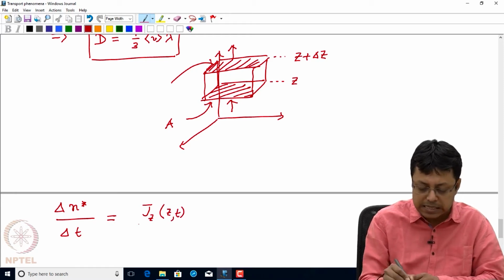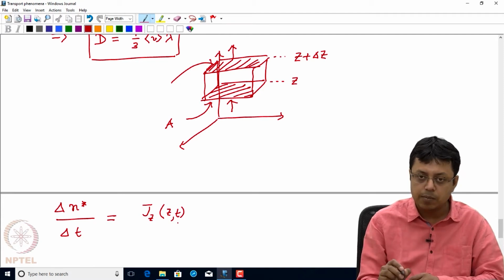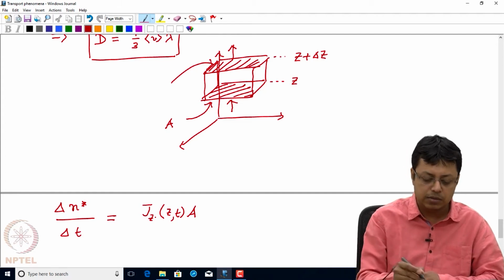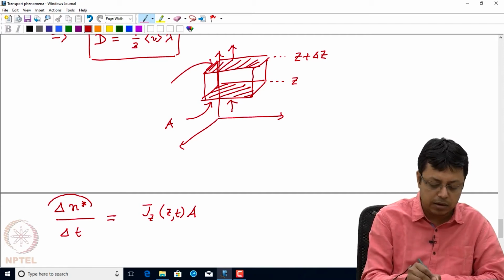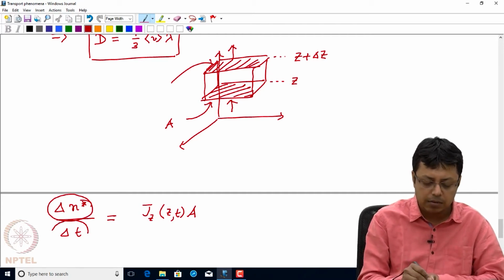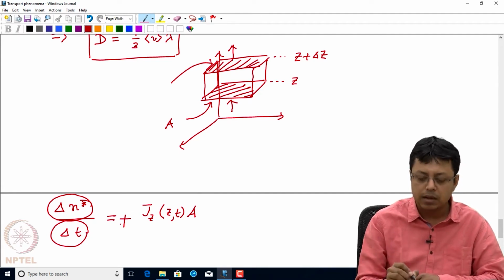So right now I am writing the flux J as a function of both z as well as t. This is the flux, the number of molecules entering this area per unit time, so it will be nothing but J times the cross-sectional area, because per unit time is already there. What we are going to calculate is the change in the density per unit time. This is the amount being gained, and we also have to divide it by the volume.